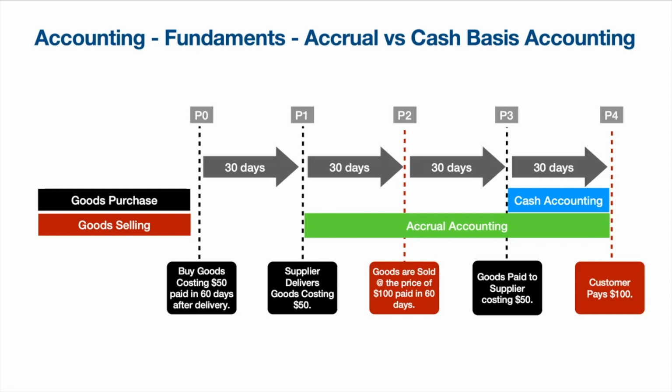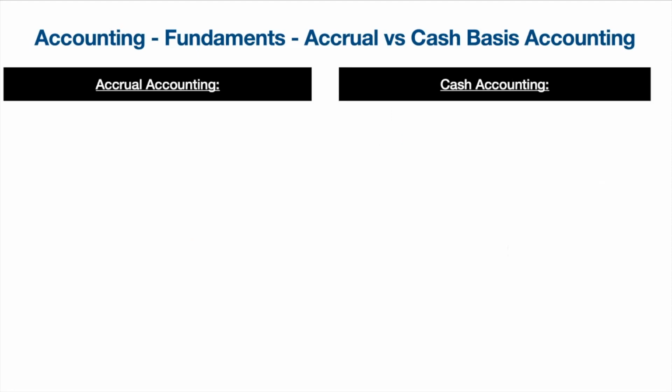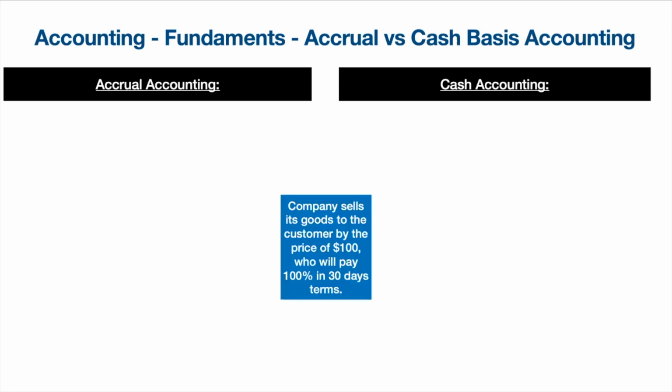From a management perspective, in accrual basis accounting I have much more information registered in my financial statements than when using cash accounting, right? This is the concept. Now, let's use another example. Let's see the same transactions, one reported under accrual accounting and another under cash accounting. Let's say that the company now sells its goods to the customer for the price of 100, who will pay the company 100% in 30 days terms. Let's see how it works.